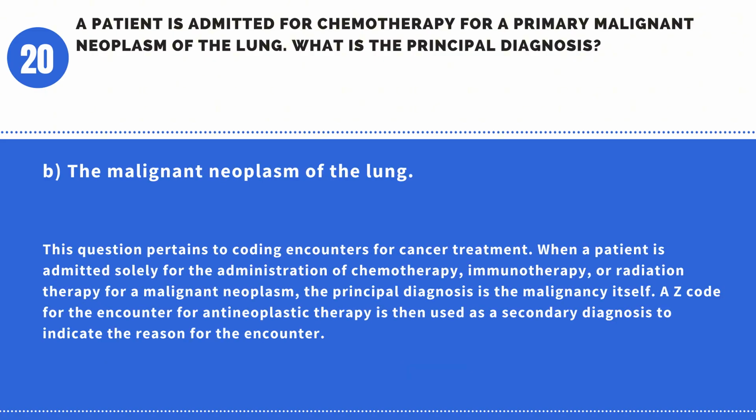Answer: B. The malignant neoplasm of the lung. This question pertains to coding encounters for cancer treatment. When a patient is admitted solely for the administration of chemotherapy, immunotherapy, or radiation therapy for a malignant neoplasm, the principal diagnosis is the malignancy itself. A Z code for the encounter for antineoplastic therapy is then used as a secondary diagnosis to indicate the reason for the encounter.